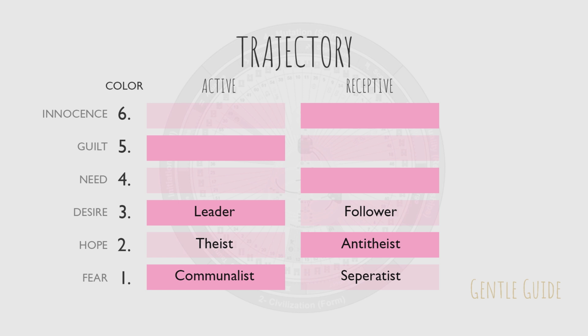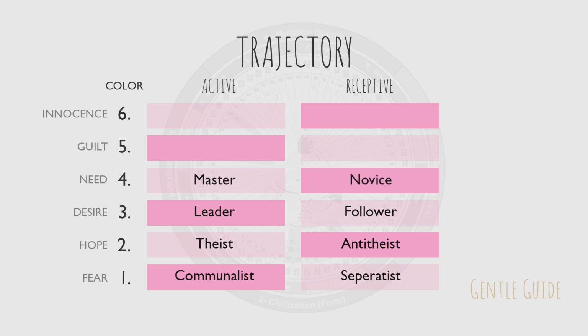Number 3, desire. If you're a leader, you're here to lead, to take responsibility, take action, but also learn how to do that, how to serve others in the best way. If you're a follower, you follow your own desires and what works for you, not the others.